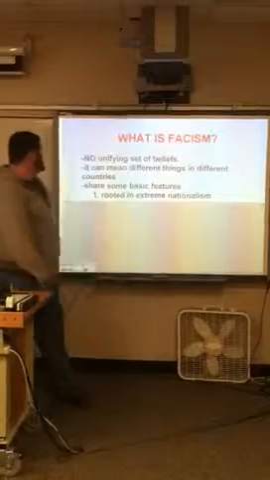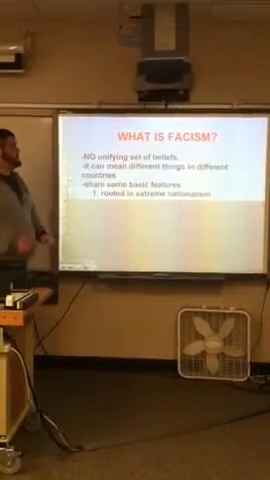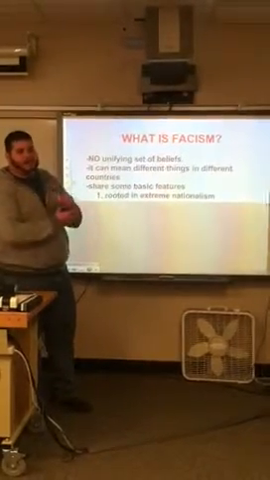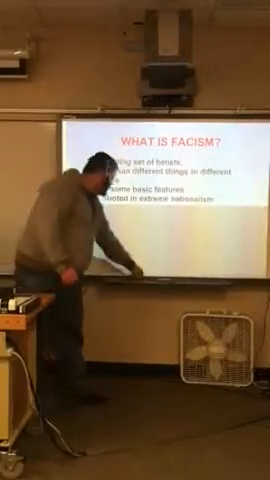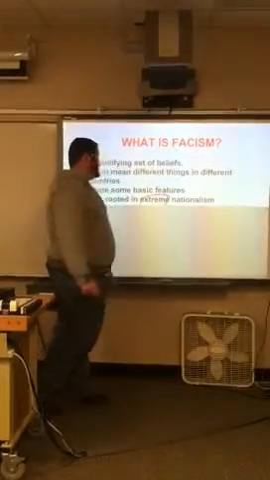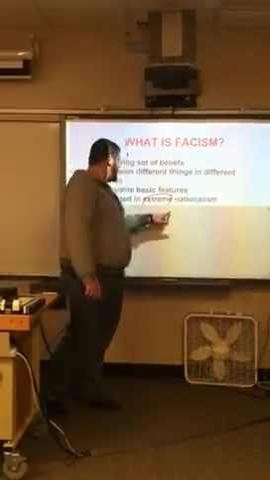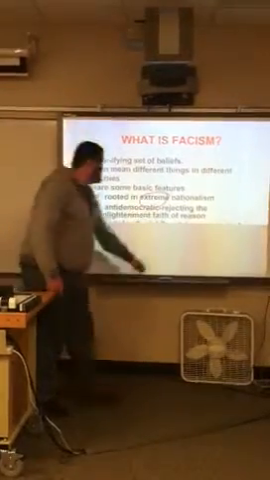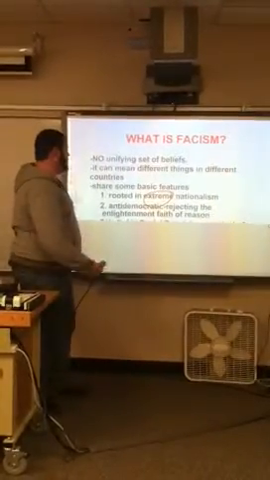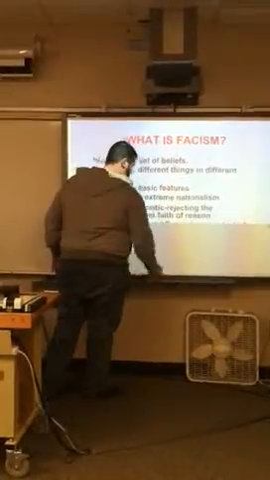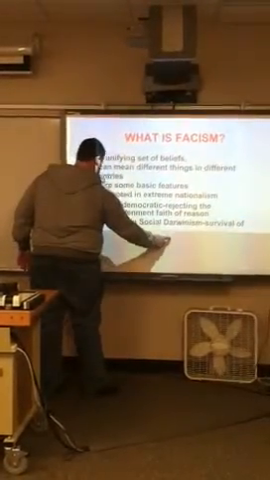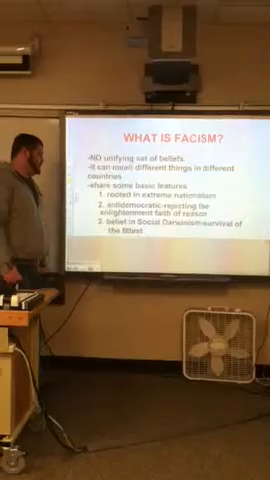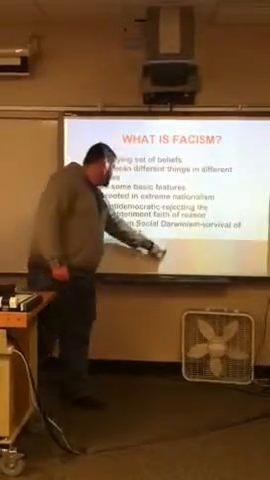Let's go right here. Some of the basic features are, 1, it's rooted in extreme nationalism, which nationalism isn't a bad thing, but it can become a problem, especially if it's to the extreme part right here. That's a key word right there. Number 2, anti-democratic, rejecting the Enlightenment faith of reason. Number 3, belief in social Darwinism, which is survival of the fittest, as y'all probably know.